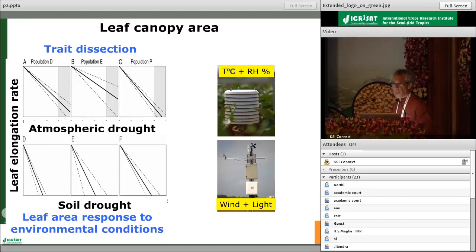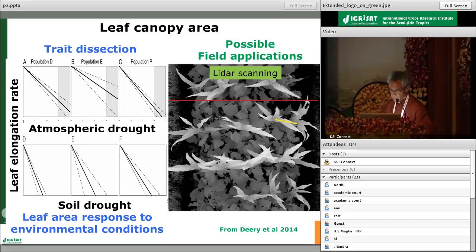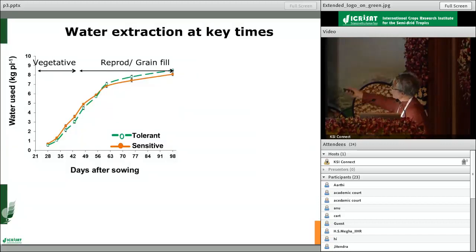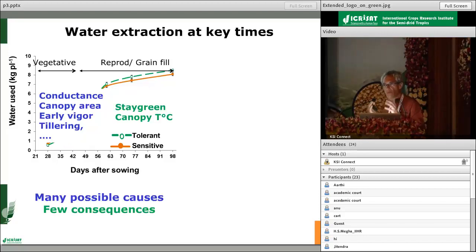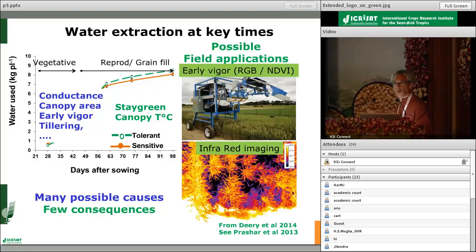And the field application for that would be LiDAR scanning. If I go back to that slide, I've added a few more possible causal traits for that different pattern of plant water use. And here the possible field application would be to measure stay green and canopy. But again, this idea of cause and consequences is very important, I think, for people that do phenotyping to know where their phenotypes stand, whether they are causal or whether they are consequential. And so it's really important at the time when we talk about field phenotyping.